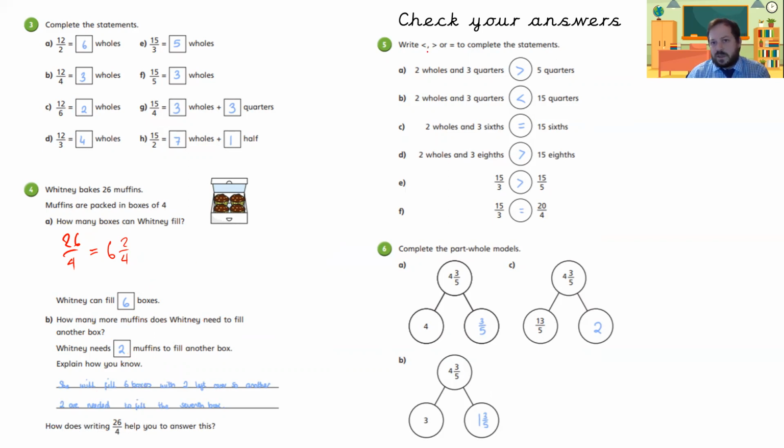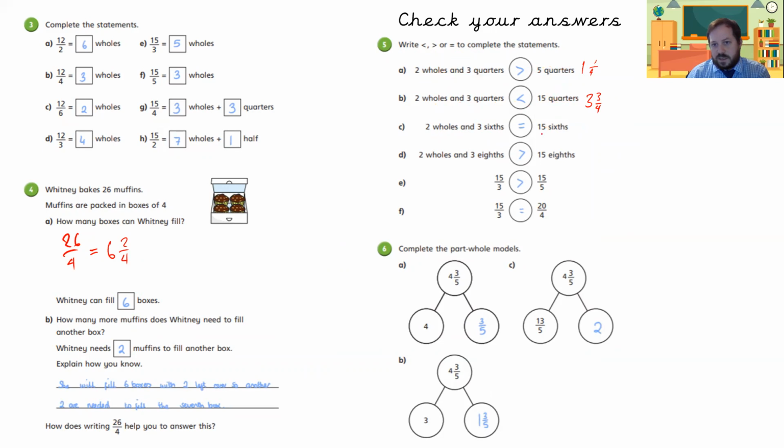Then we've got write greater than, less than, or equal to. So the easiest way to do this is to write it out, or you think about what 5/4 is the same as. 5 divided by 4 is 1 1/4. So obviously 2 3/4 is larger. 2 wholes and 3/4 or 15/4. Well, 15/4, that's 15 divided by 4. So you're looking at being 3 3/4, which means that's larger.